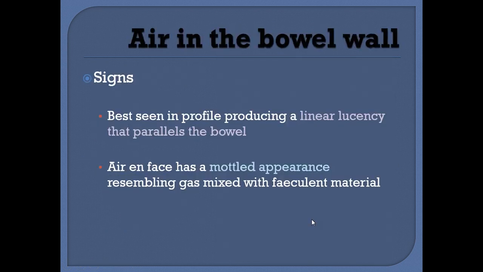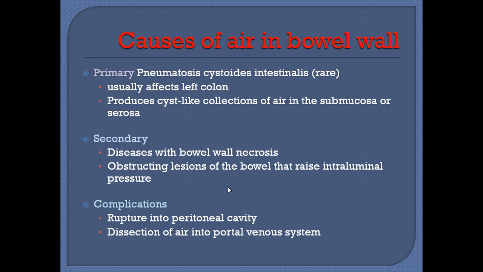Here the bowel wall is seen in profile, producing a linear lucency that parallels the bowel, and air in feces has a mottled appearance, resembling gas mixed with feculent material. What are the causes of air in the bowel? It can be primary, pneumatosis intestinalis, which is rare and usually affects the left colon, and it produces cyst-like collections of air in the submucosa or serosa.